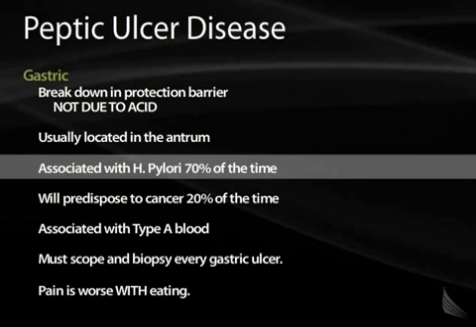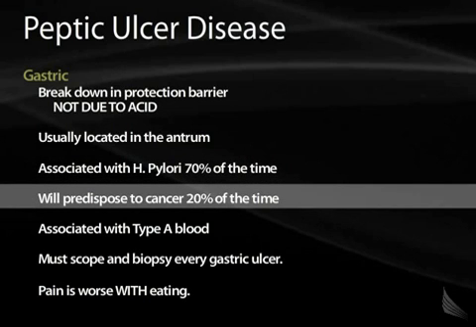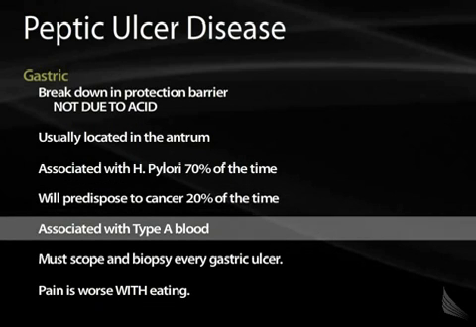So as we described earlier in the diagram, H. pylori infection predisposes to breaks in the protective barrier, and therefore stomach acid that is present at normal levels can then do damage to the mucosal layer. This will predispose to cancer 20% of the time, as we said, gastric adenocarcinoma, and it's been shown that there is an association with type A blood. This is important to remember because it's something that can be easily tested.